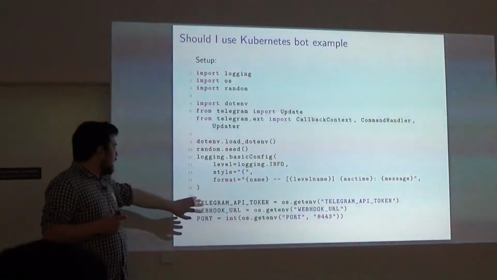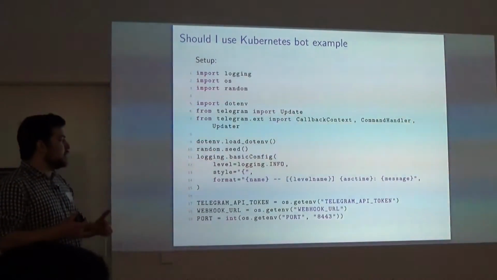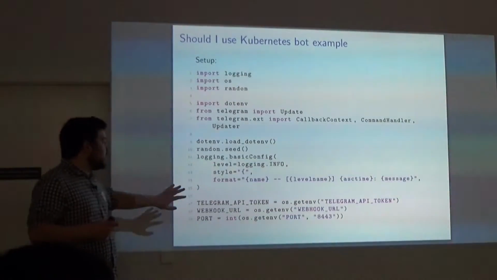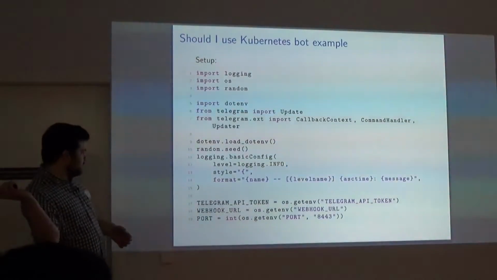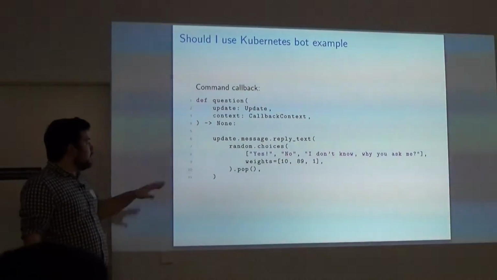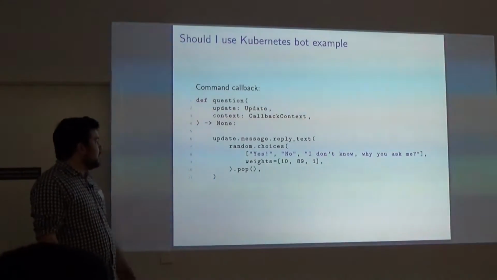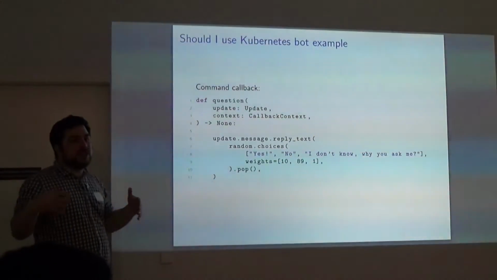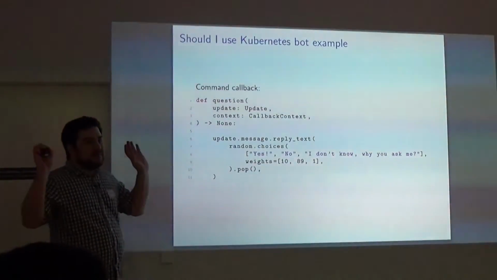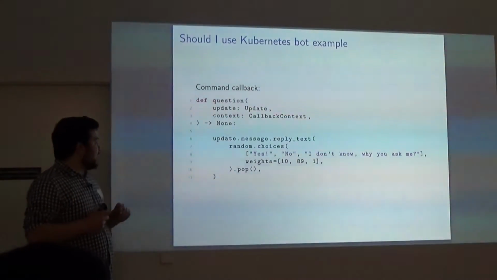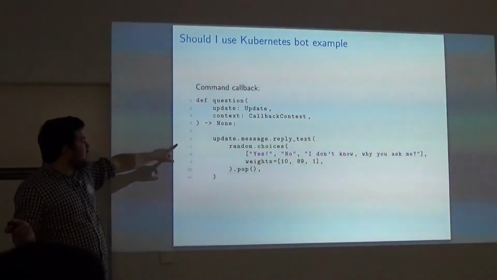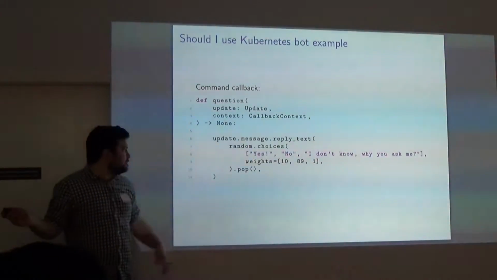And then we have some environment variables, mainly the Telegram API token, this webhook URL, which I will talk about later, and then the port on which we have to listen. And then this is the main callback, which is just a random choice of words, of course. But for those wondering, no, you should almost never use Kubernetes. But I don't know, I'm just a developer, right? But yeah, basically it just picks something at random and then sends a reply text as before.